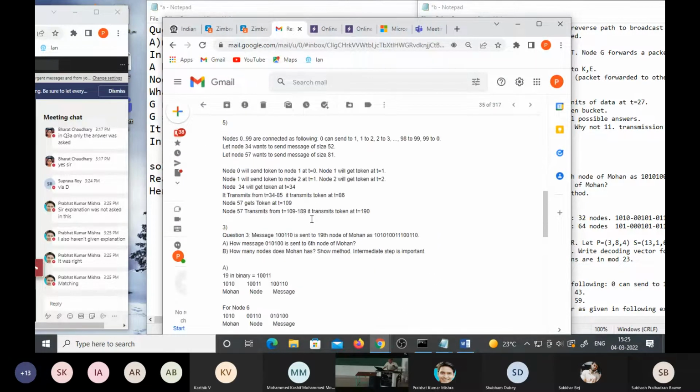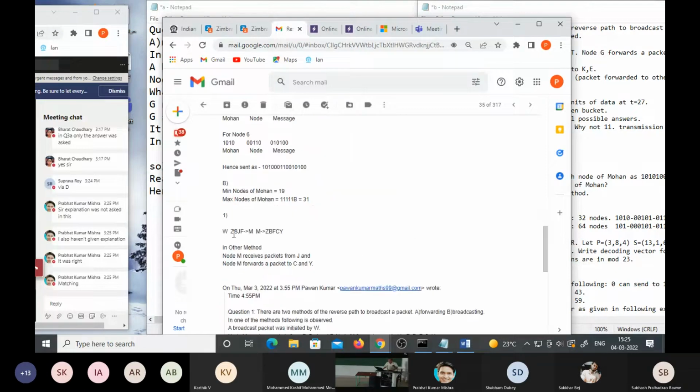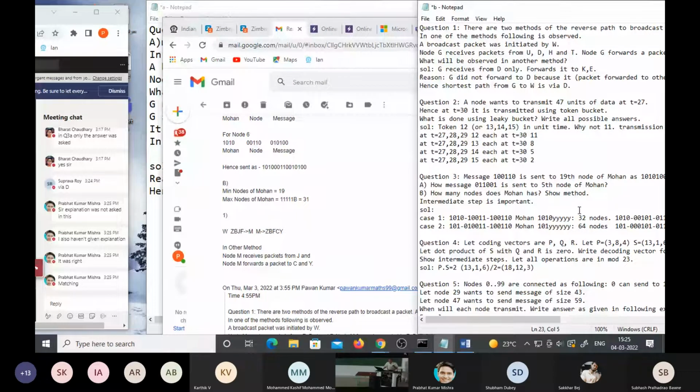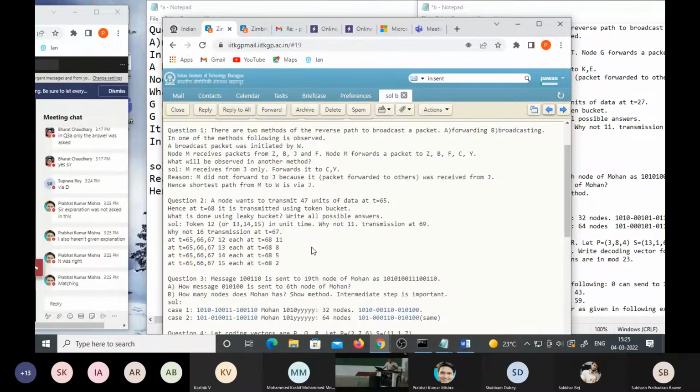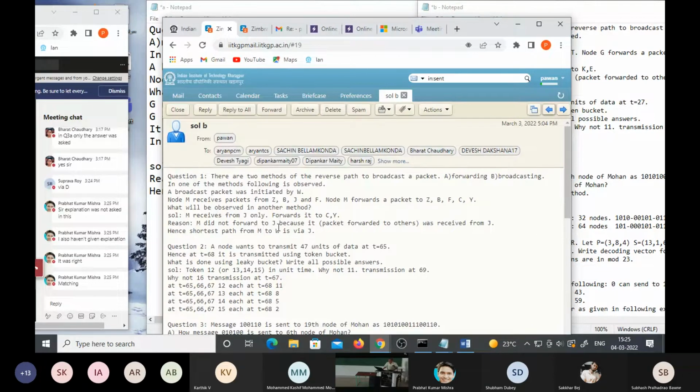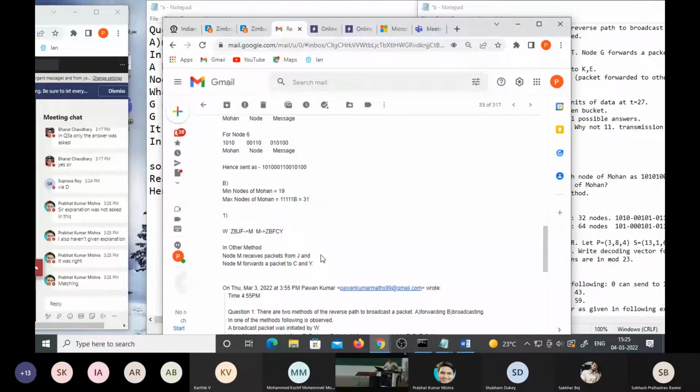Where is question number 1? In other method, node M receives packet from J and node M forwards. Your matching, yes. Let me see. What was the answer of the other set? M receives from Z only and forwards to C and Y. And what has Prabhat written? That is correct. Correct. I have seen.